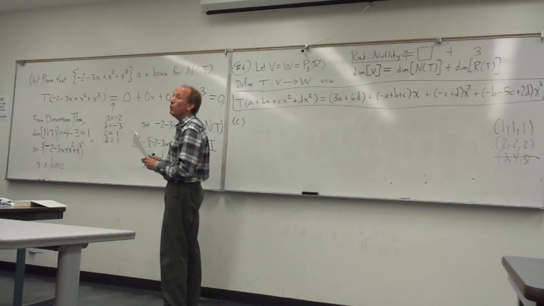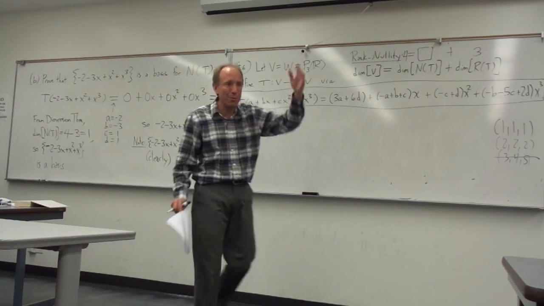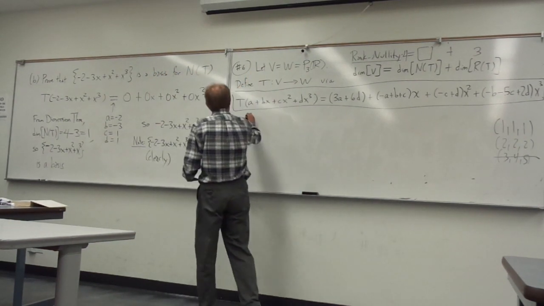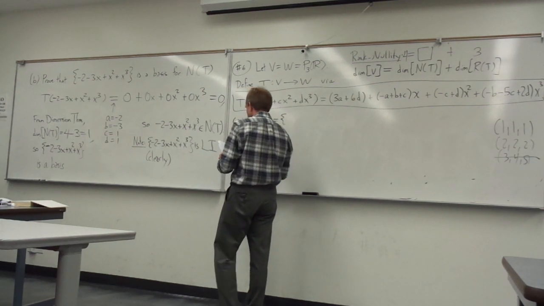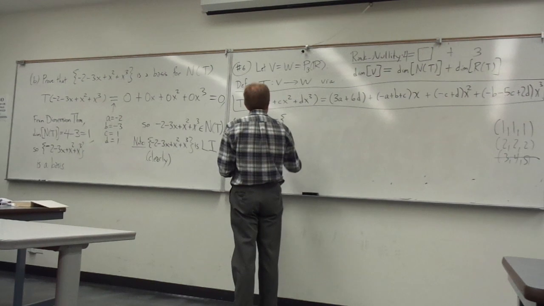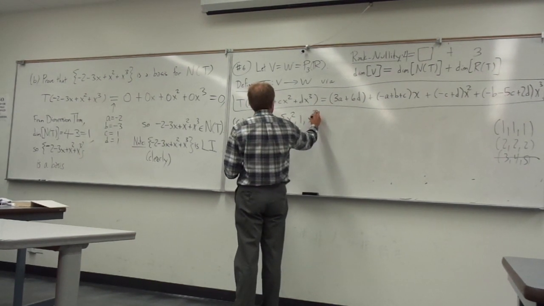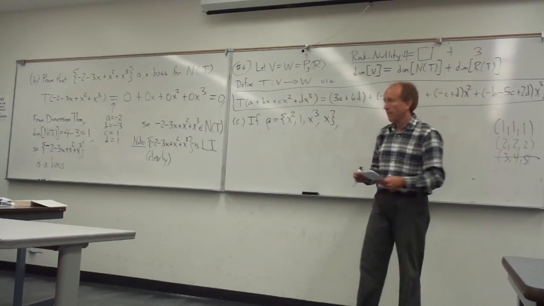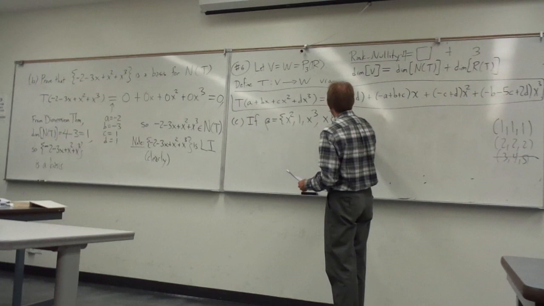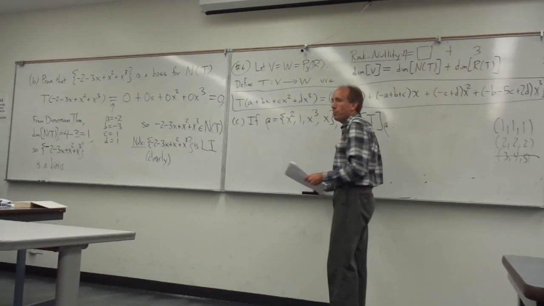And guys, I'm not reviewing absolutely everything, right? This is just to give you a taste of some of the stuff. So, part C here, guys. If beta is equal to x squared, 1, x cubed, x, find the matrix representation of T with respect to beta.